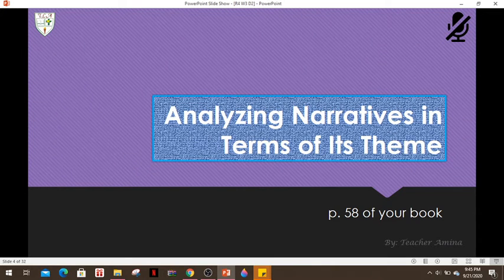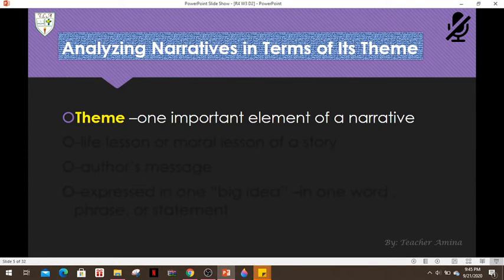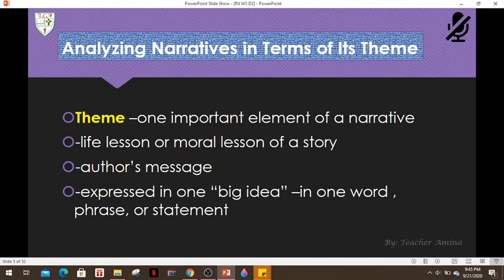So our lesson for today is on page 58 of your book. It's about analyzing narratives in terms of its theme. So, what is a theme? A theme is the important element of a narrative. It is the life lesson or moral lesson of a story. It is also what they call the author's message. So, what is the author trying to tell you? What will you learn from reading the story? And theme is expressed in one big idea, or in one word, or in a phrase, or a statement.